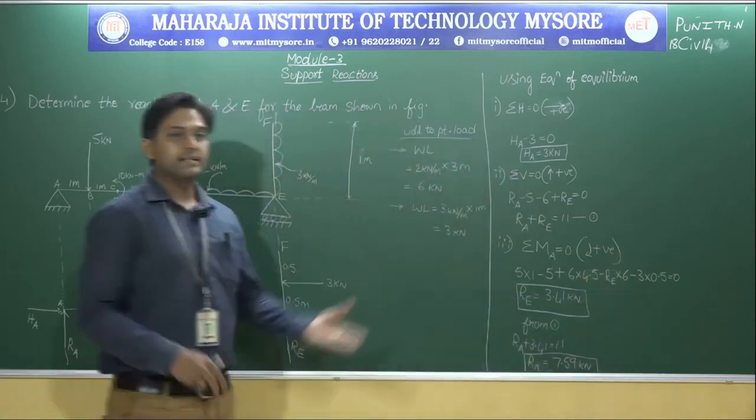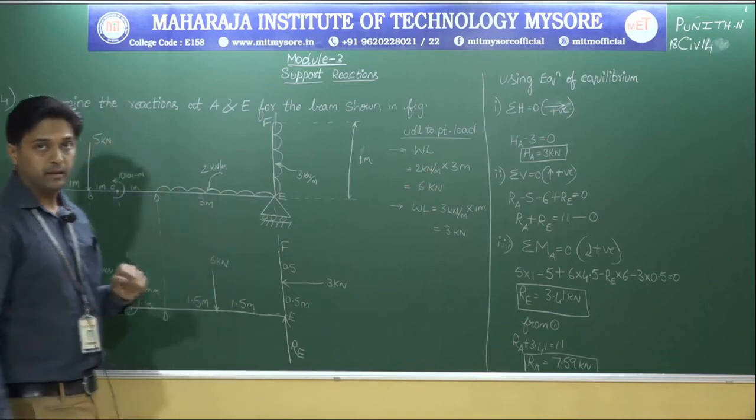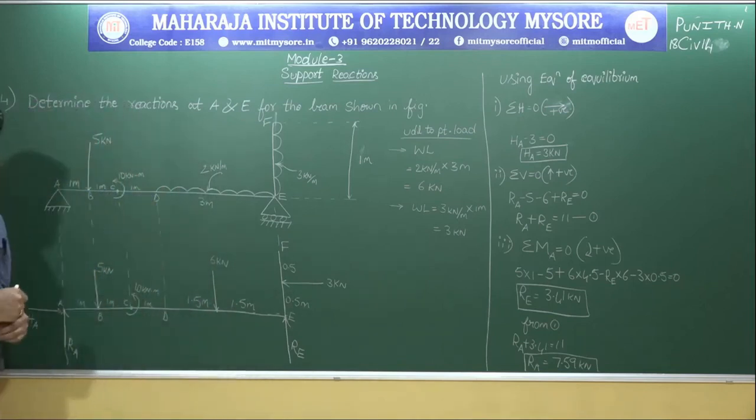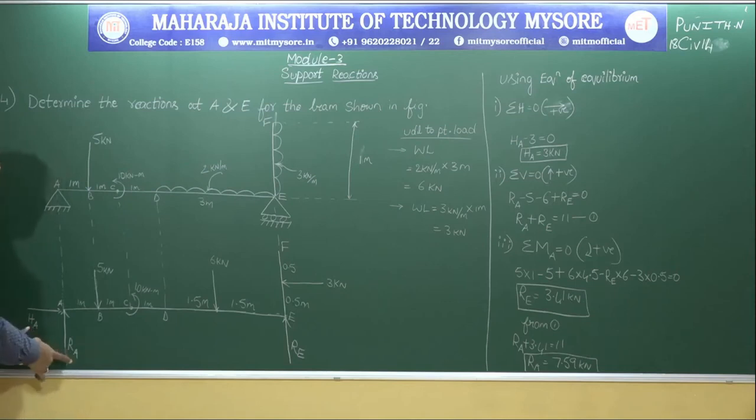They have asked us to calculate the support reactions, and we have already calculated it. But please remember one thing, in the previous problems also I have told you, at which particular support you are having HA value as well as RA value. Let us check for HA value. What is the value of HA? It's 3 kilonewton. What is the value of RA? We got it as 7.59. So, at this particular support we are having two values. Whenever you are having two values, you always need to calculate the resultant of A.